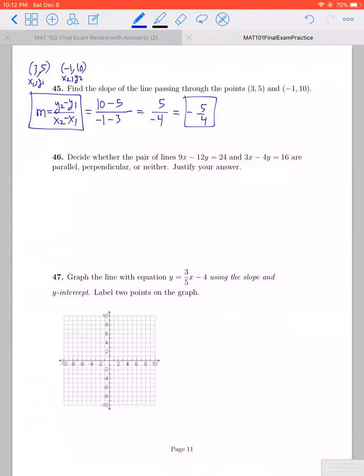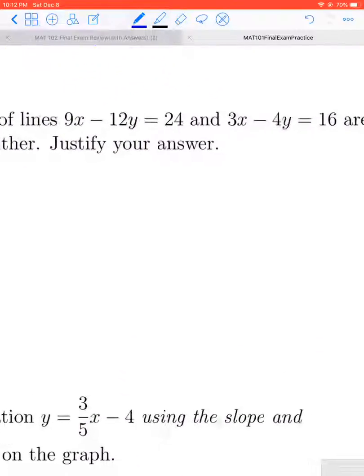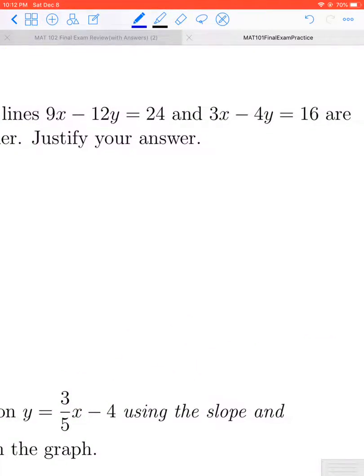Question number 46 asks us to decide whether or not the pairs of lines are parallel, perpendicular, or neither. Recall that parallel lines are lines that have the same slope. Perpendicular lines are lines that have opposite or negative reciprocal slopes. And if it's neither one of those two relationships, then it's neither.